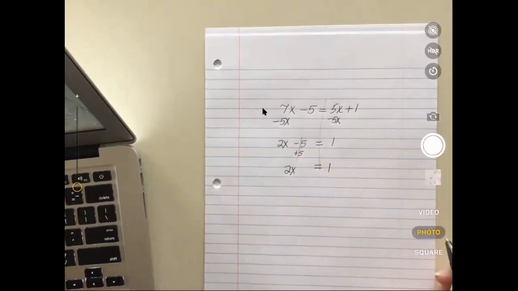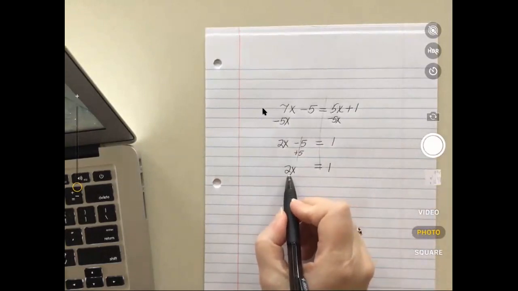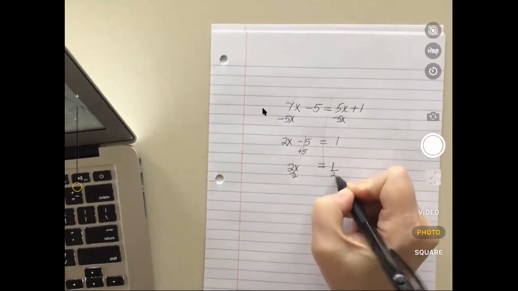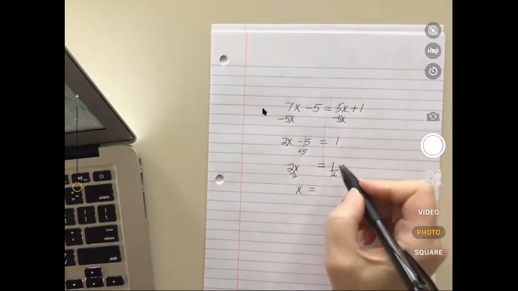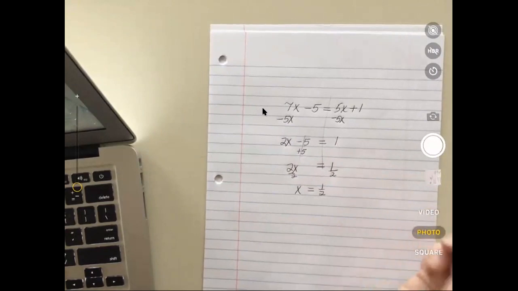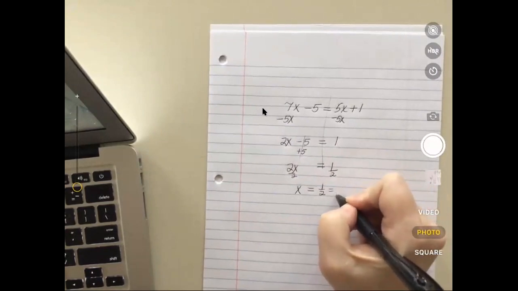1. And when you get down to the final step, whatever number is multiplied by x, that's the one you divide by. Divide by 2, divide by 2. And here's my answer. x equals 1 divided by 2. You can leave it like a fraction, or if you grab your calculator and go 1 divided by 2, it's 0.5.